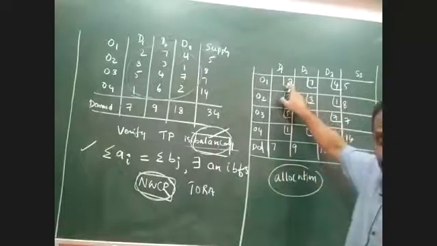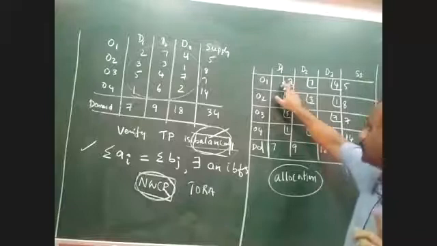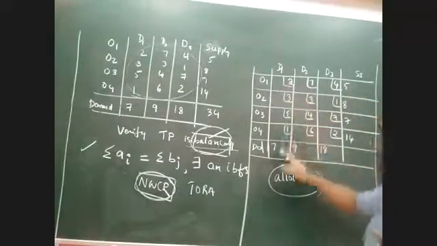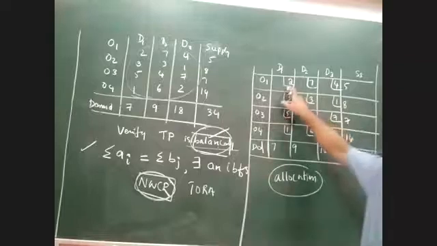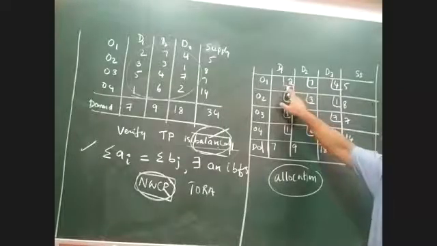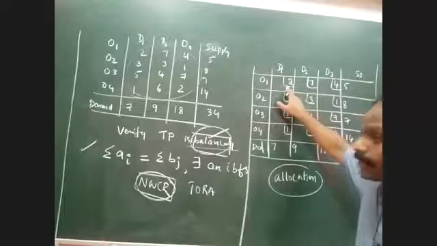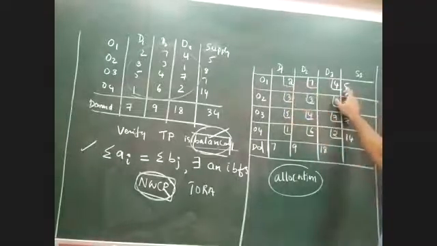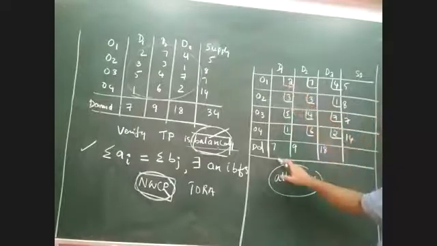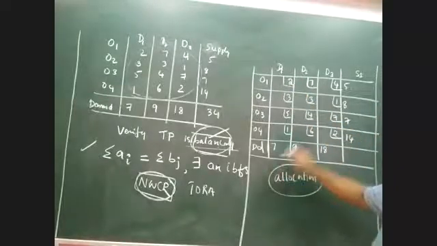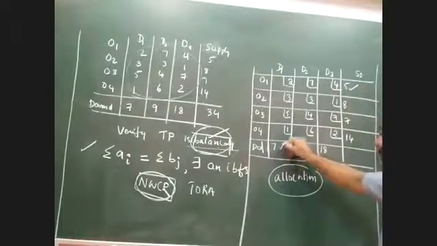After selecting 2 as your allocation place, please compare the supply and demand. Can anybody please tell me for the element 2, what is the corresponding supply value? 5. 5 is the corresponding supply value. Similarly, again for 2, what is the corresponding demand value? 7. So between 5 and 7, I have to decide.